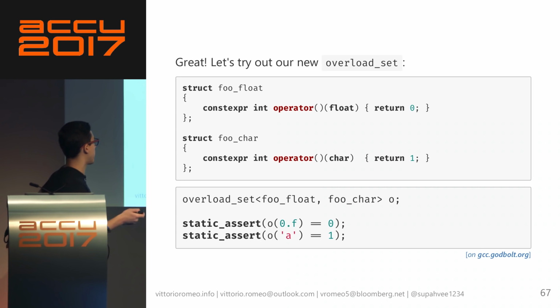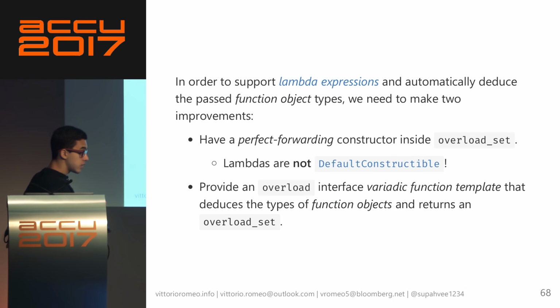Once we have that, we can try it out. And just to try it out at compile time, I decided to make foo float and foo char have a constexpr operator call. We can build an overload set out of them by specifying all the types in the template parameter list, and then we can static assert that it does the right thing. And this works well for function object types.